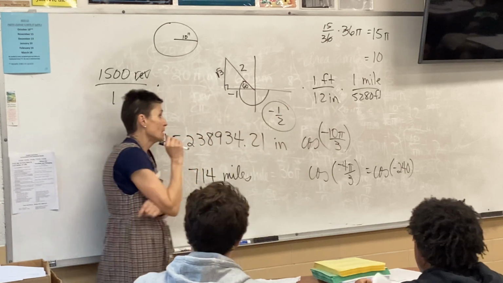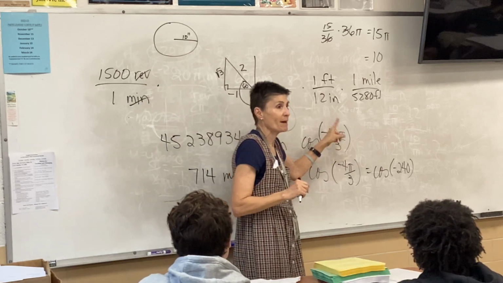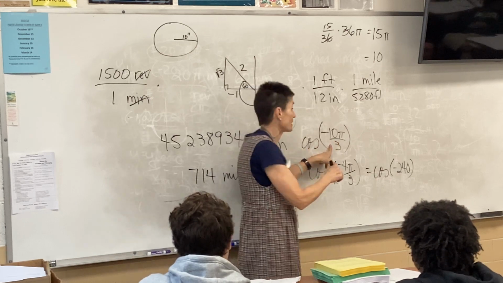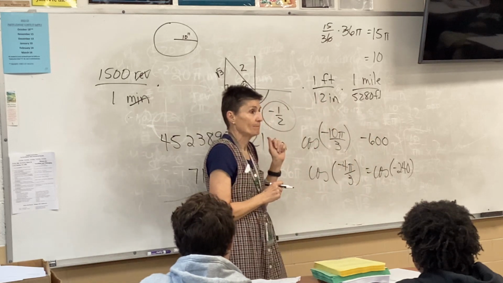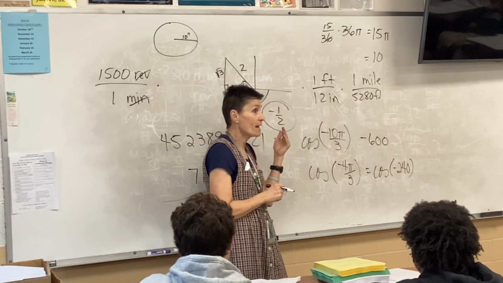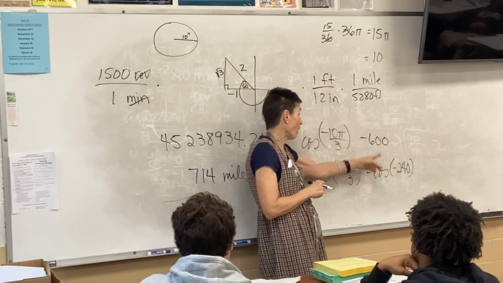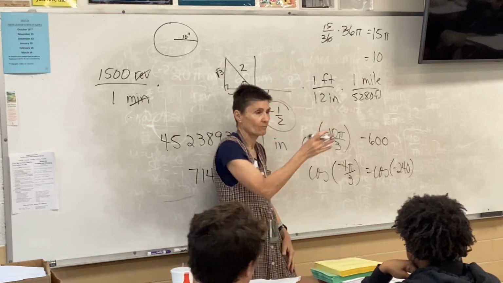Now, could I have changed this into degrees right off the bat? Yes, and it would have given me negative 600. Now tell me about negative 600. It's more than 1 revolution. So if I took the 360 out of this, what would I be left with? Negative 240. So you can get to it.